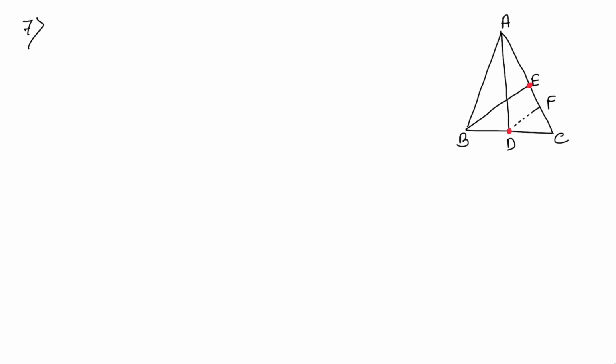Now sum number 7. In the adjoining figure, AD and BE are the medians. So if AD and BE are the medians, that means D and E are the midpoints of BC and AC. Clear? Now next, DF is parallel to BE, and you have to prove that CF equal to 1 by 4 AC.